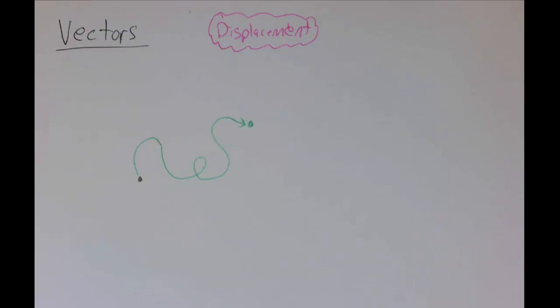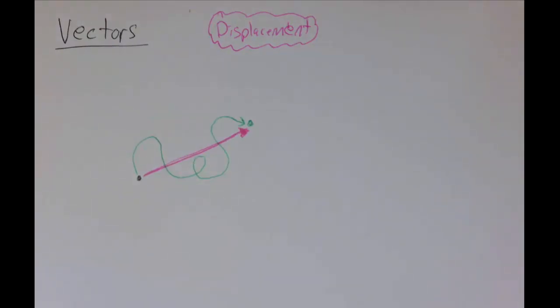Let's talk about vectors. Vectors are super useful in physics, engineering, video game design, because they give you a way of talking about displacement. So if you've got something that moves around in whatever path you want, and then ends somewhere, the displacement is just the difference between where they ended and where they started. So that pink arrow represents the displacement.